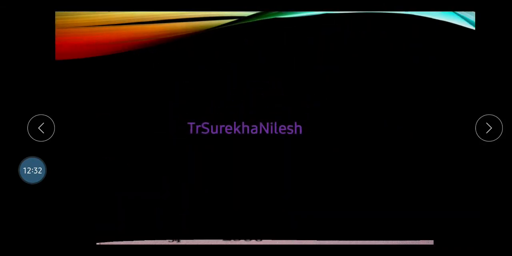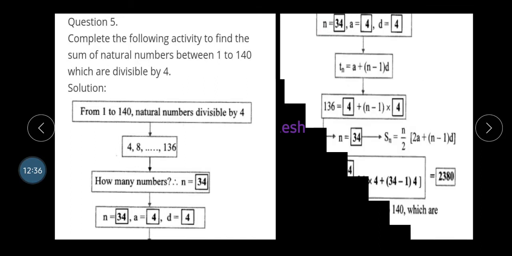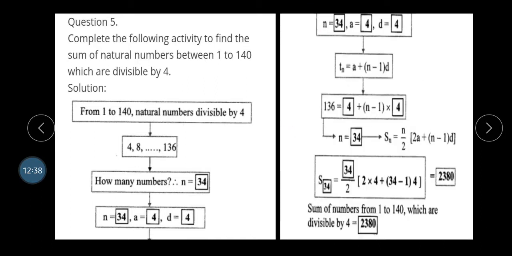Now we can fill the boxes. You can just fill the boxes like this. Here n is 34, a is 4 and d is 4. Then the formula we have written, substituted the values and we got the answer. Okay, so we need to do the steps, students, over here.